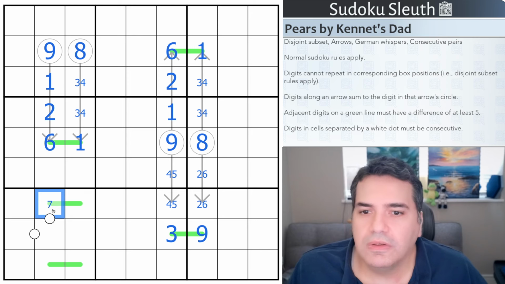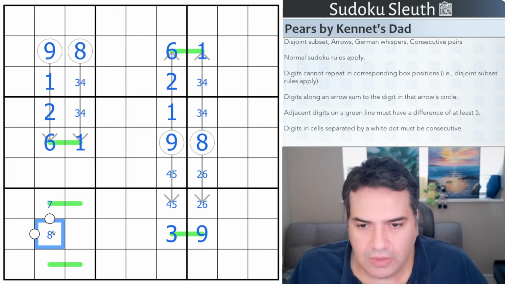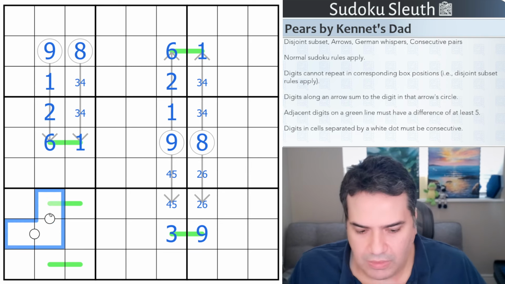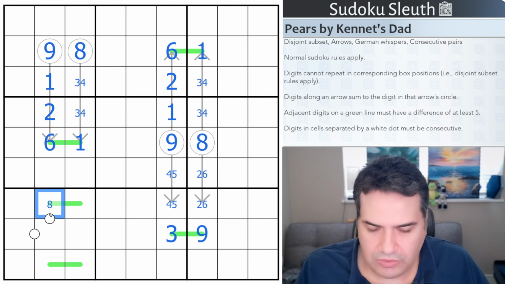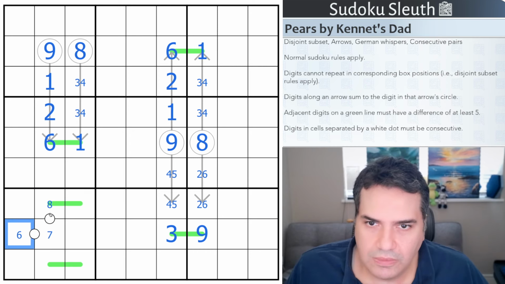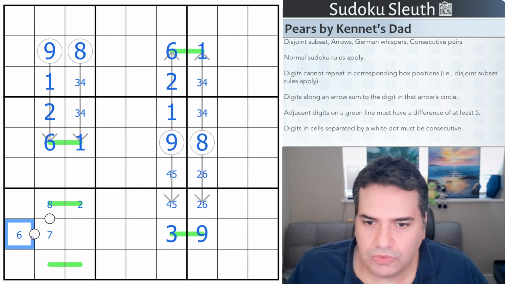7 doesn't work, because 7, what is adjacent to it? Well, it's not 6, it's 8. And then this cell would have to be 9, which breaks. However, I can do 8, 7, 6. That seems to be okay. And next to it would be a 2, because 1, 3, 4 are gone. So that looks okay to me, unless there is some sort of disjoint set that is breaking it that I cannot see, and I can't see any.